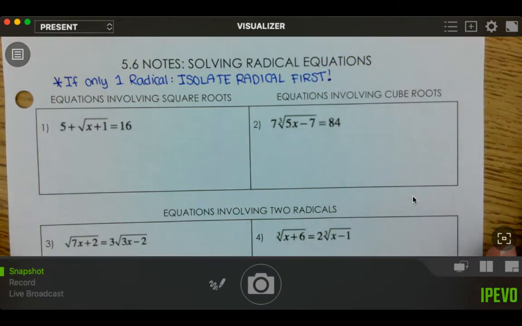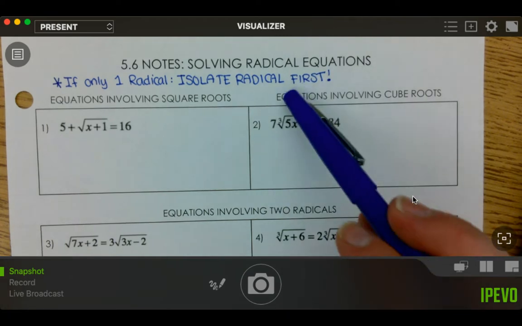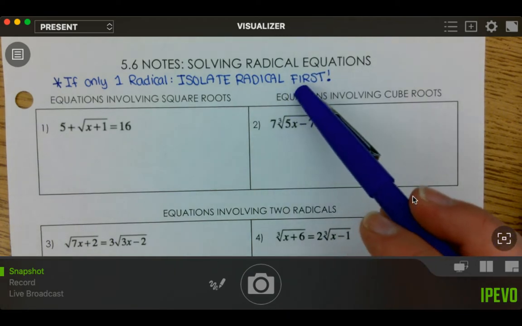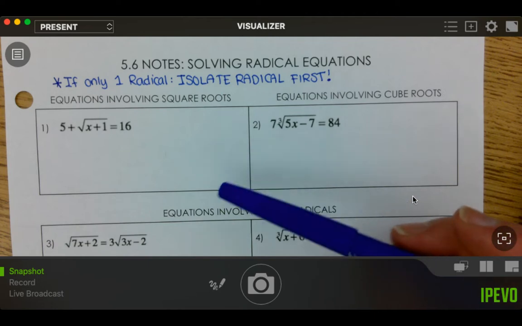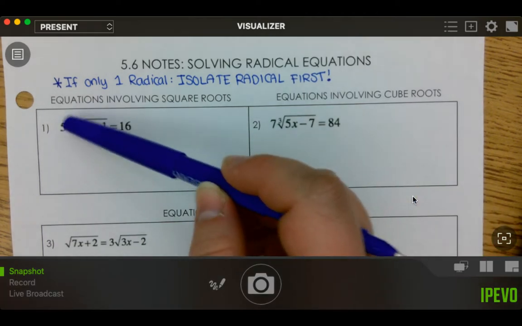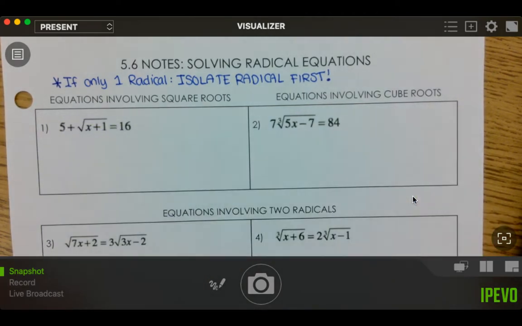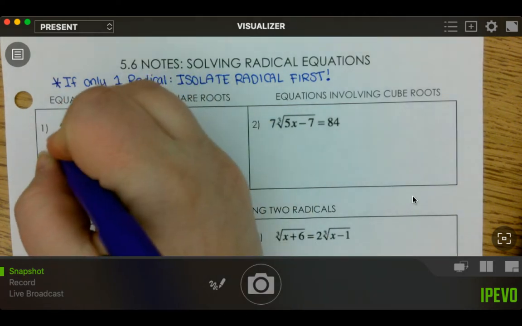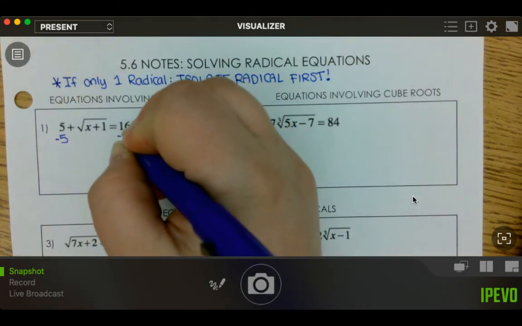Somebody somewhere is going to get confused on a problem, and it's going to be because they didn't do this first. What I mean by this is you want to get rid of this, so the only thing left on this side is the square root. So I want to subtract this 5 to the other side.